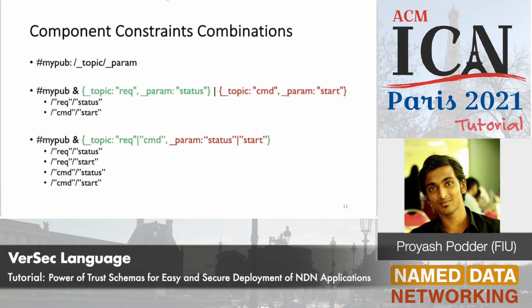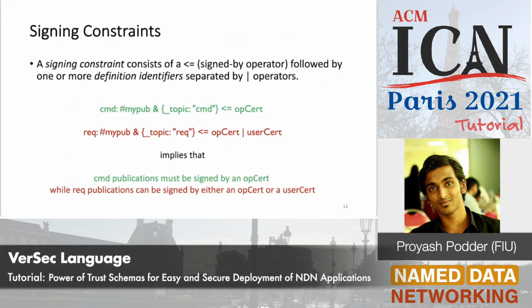And we can also have a combination of these component constraints. Like in the first example, we can combine them using the or sign, and we get these two: the topic will be replaced by request and status, and in the same way command and start. And we can also combine them with an and sign, and this will basically give the Cartesian product of all these terms.